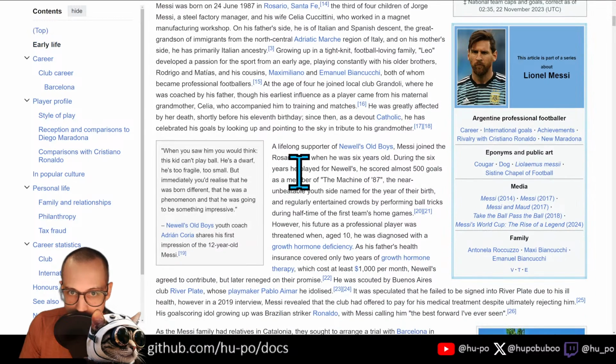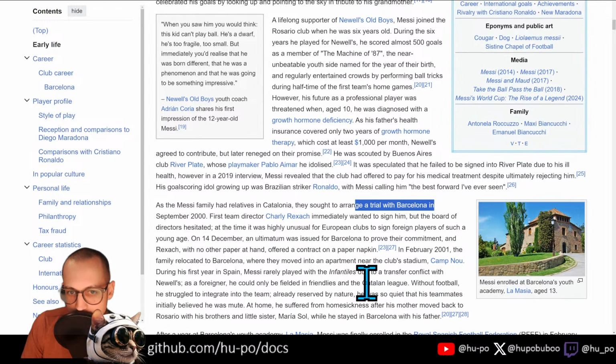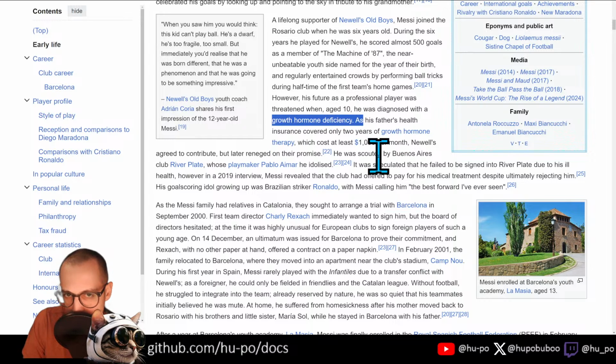Lifelong supporter. Messi joined. Here we go. At the age of 10, he was diagnosed with growth hormone deficiency. As his father's health insurance covered only 2 years, and then he ended up going to Barcelona. And Barcelona agreed to pay him, or to give him his growth hormone.